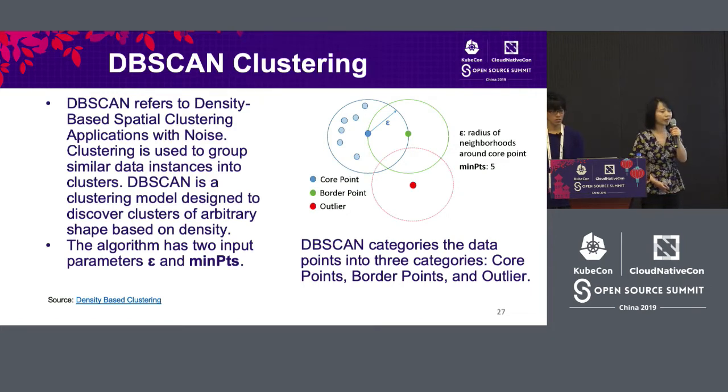So basically, the DBSCAN algorithm takes two inputs. One is the radius of the neighborhood around the core point, and the second one is the minimum number of data points in the cluster. Based on those two input parameters, it divides the data into three categories: core points, border points, and outliers. So this blue dot in the middle here is a core point because it is in a cluster with more than 5 data points. And then the green dot there is a border point because it is in a cluster of less than 5 data points. And then the red one is an outlier because it is not in a cluster with any other data points.